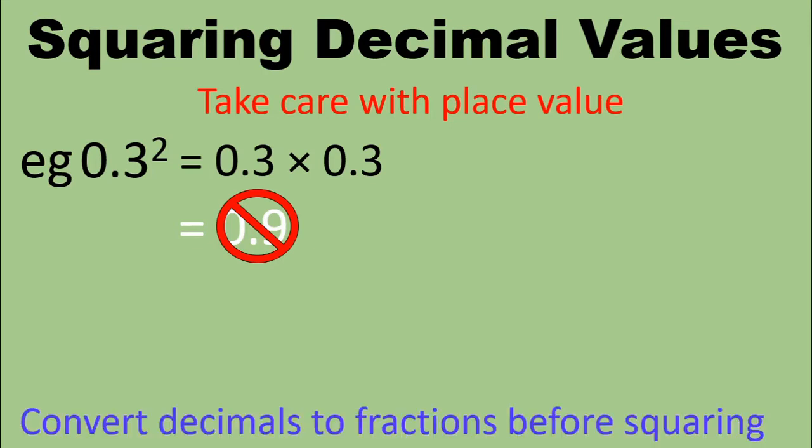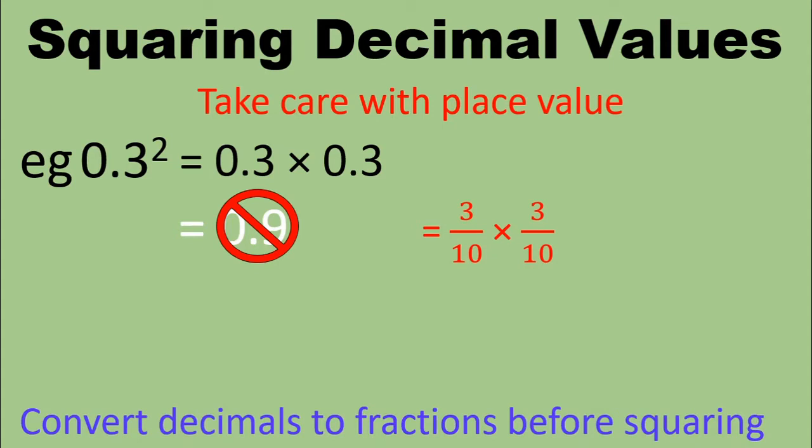It would help if we use fractions before we square. And I know some of you have this fraction phobia, but we've got to get over it because working with fractions is actually a lot easier. First of all, we could say that 0.3, using our place value names, is 3/10. So 0.3 squared is 3/10.